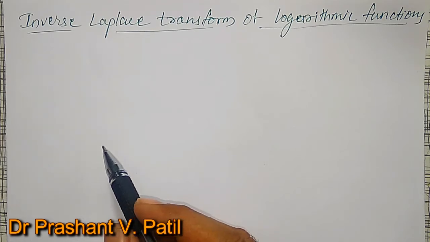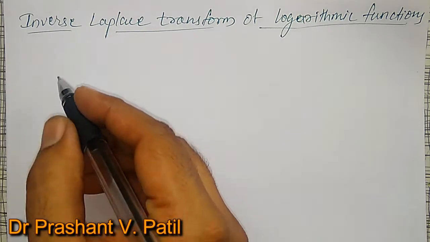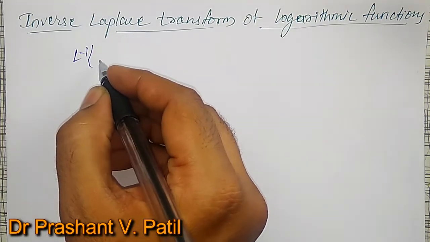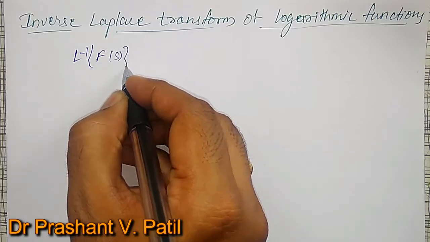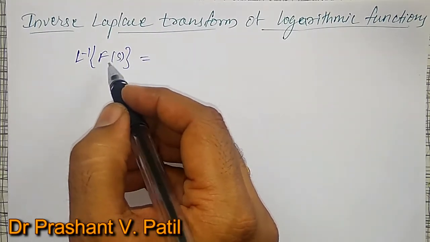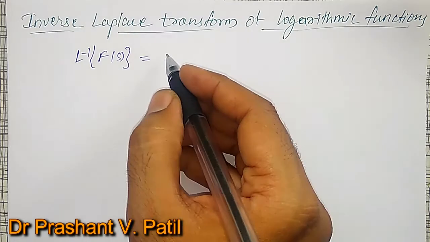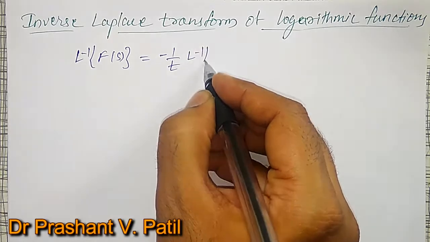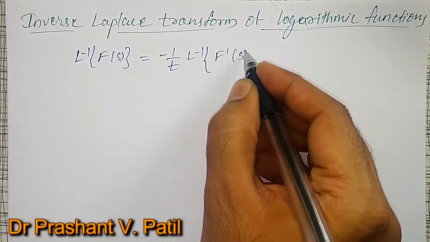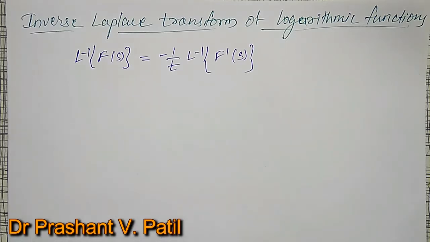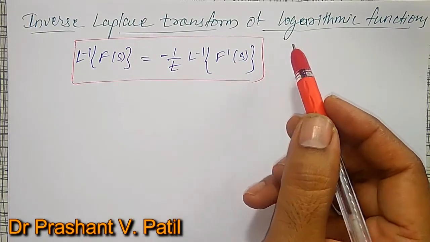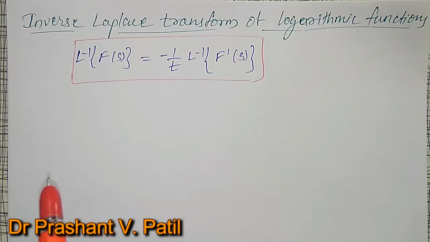To do the inverse Laplace transform of logarithmic functions, I should use this property. If the inverse Laplace transform is of capital F of s, that is, F of s is containing a log function, then I should use this as 1 by t into inverse Laplace transform of F dash of s. This property I should use to solve these inverse Laplace transforms. This is very important. Whenever it is a logarithmic or inverse trigonometric function, I am going to use this property.